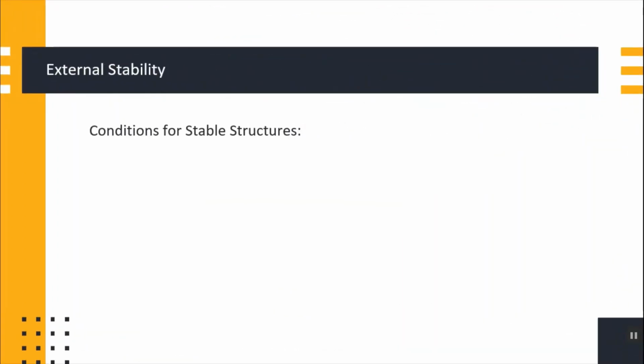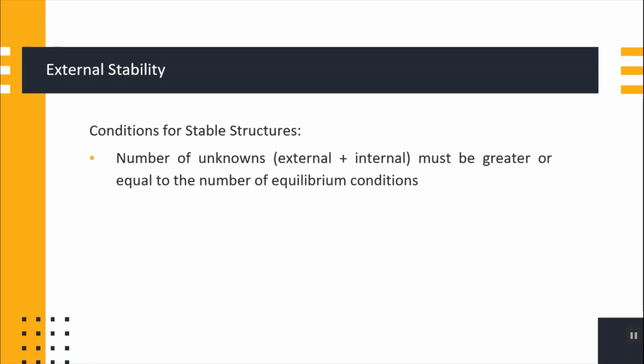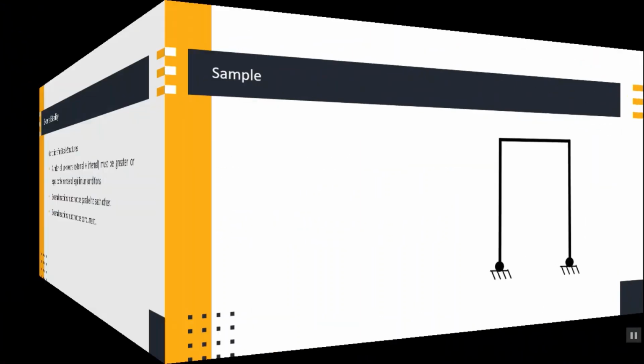Sa external stability naman, meron tayong mga conditions na kailangang ma-encounter bago natin masabing externally stable siya. So, ang una, the number of unknowns, external plus internal, must be greater than or equal to the number of equilibrium conditions. Pangalawa, external reactions must not be parallel to each other. Pangatlo, external reactions must not be concurrent. I-discuss natin ito sa pamamagitan ng sample problems na susunod na.